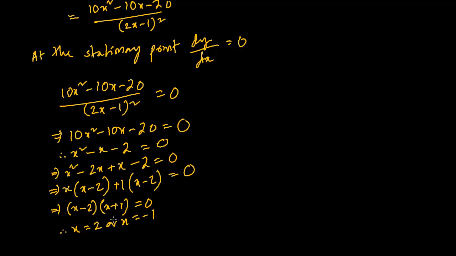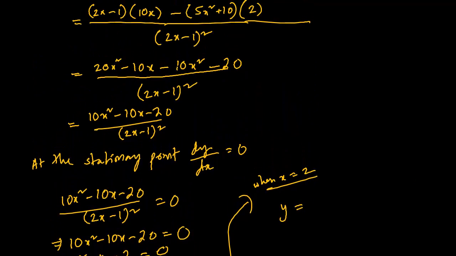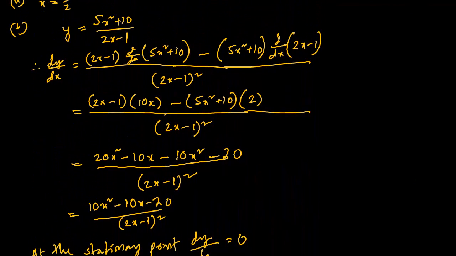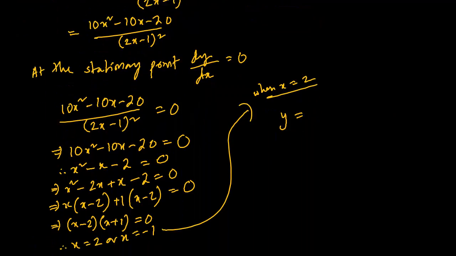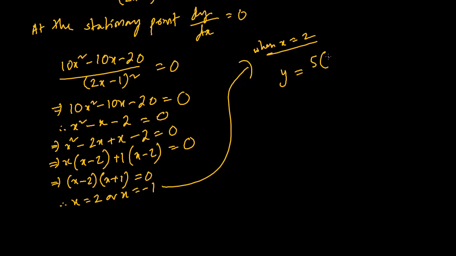We have the values of x, but remember they said find the stationary point. We also need the values of y. So when x equals 2, y equals, we have to get back to the expression of y, 5x squared plus 10 divided by 2x minus 1. So 5 times 2 squared plus 10 divided by 2 times 2 minus 1. This is going to be 4 5s are 20, 20 plus 10 is 30, 4 minus 1 is 3. So y equals 10. So the first turning point is 2, 10.